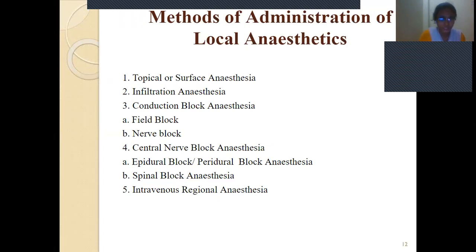Next, intravenous regional anesthesia. It is given directly to the vein of the limb. In this case, the nerve fibers will be affected.